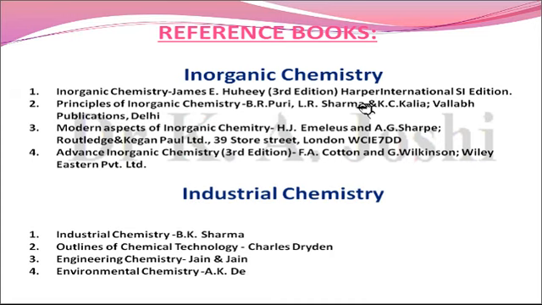Now reference books in industrial chemistry. First one, Industrial Chemistry by B.K. Sharma. Very standard book, very useful book. Please refer to it. Very important. Next one, Outline of Chemical Technology by Charles Brent. Engineering Chemistry by Jain and Jain. And next one, Environmental Chemistry by A.K. De. So these are the books of industrial chemistry as well as inorganic chemistry.